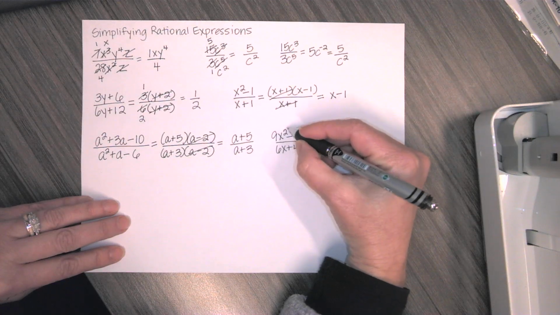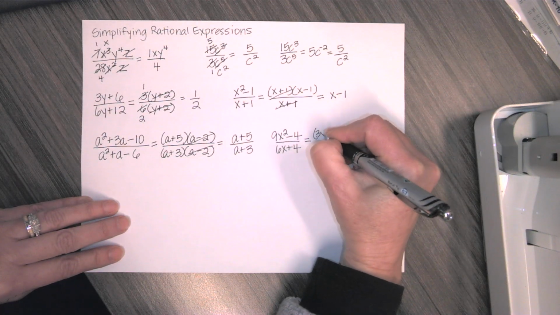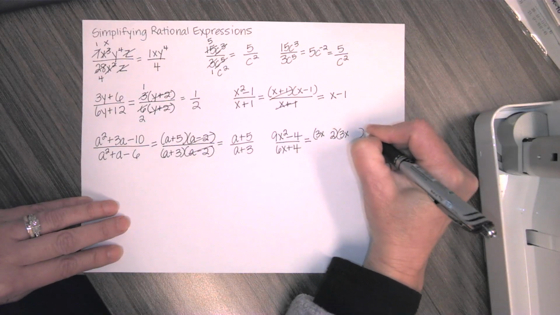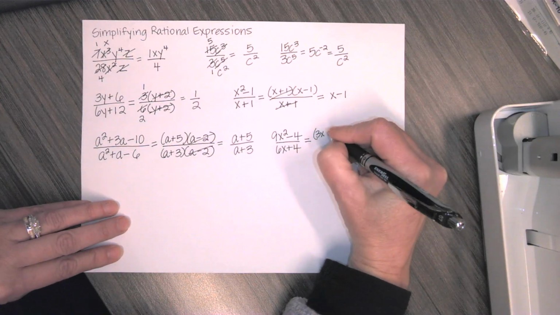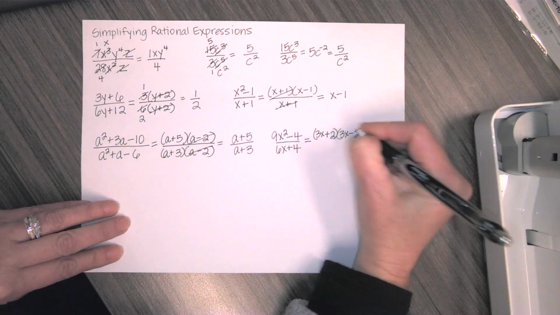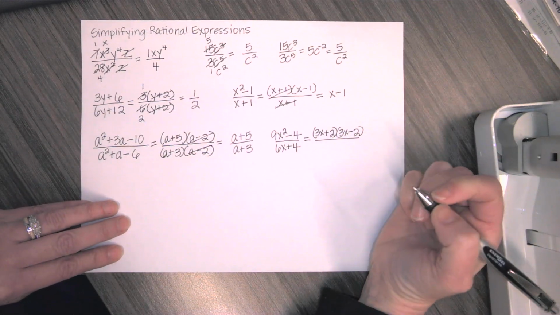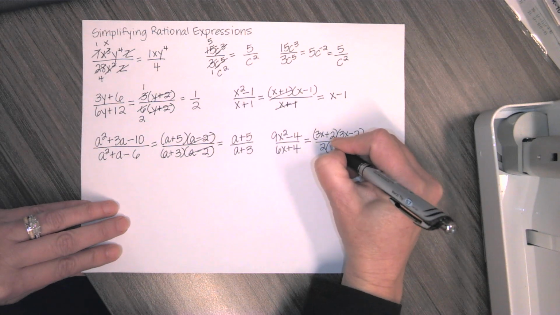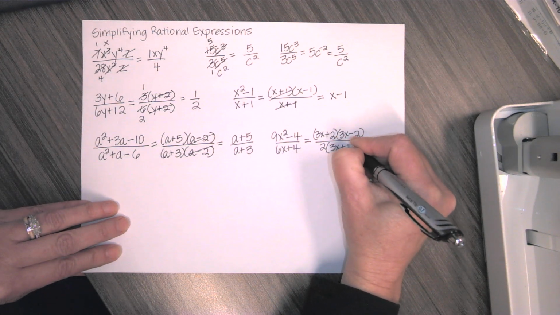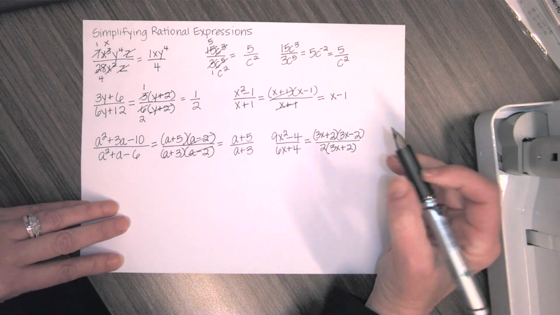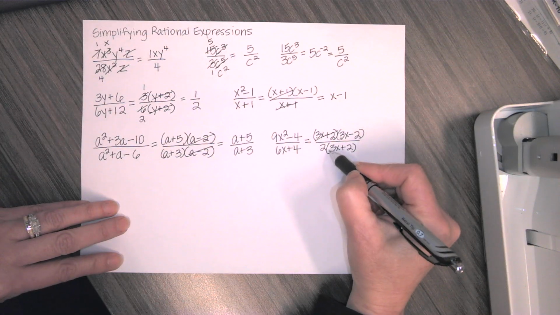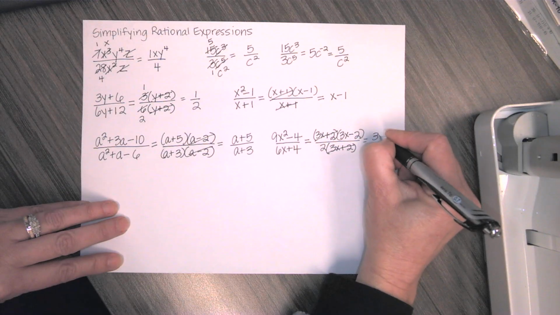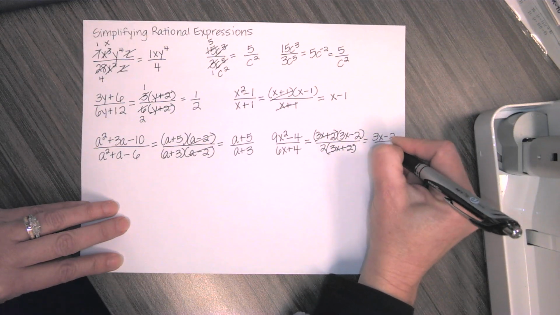The square root of 9x squared is 3x, so this will be 3x and 3x. The square root of 4 is 2, so that will be 2 and 2, and we'll put 1 plus and 1 minus. On the bottom, we have a greatest common factor of 2 that we can factor out, which will leave 3x plus 2. And then you see that we can cancel these, or they become a 1, and we are left with 3x minus 2 over 2.